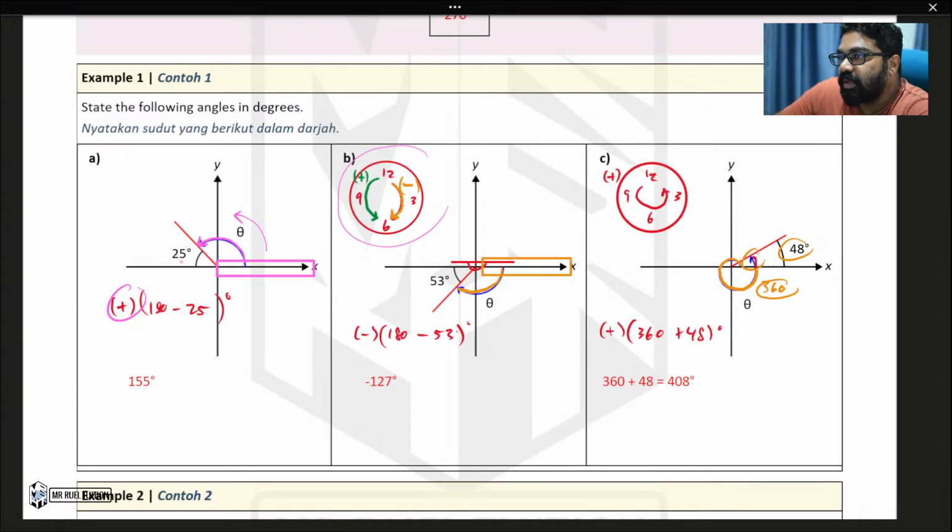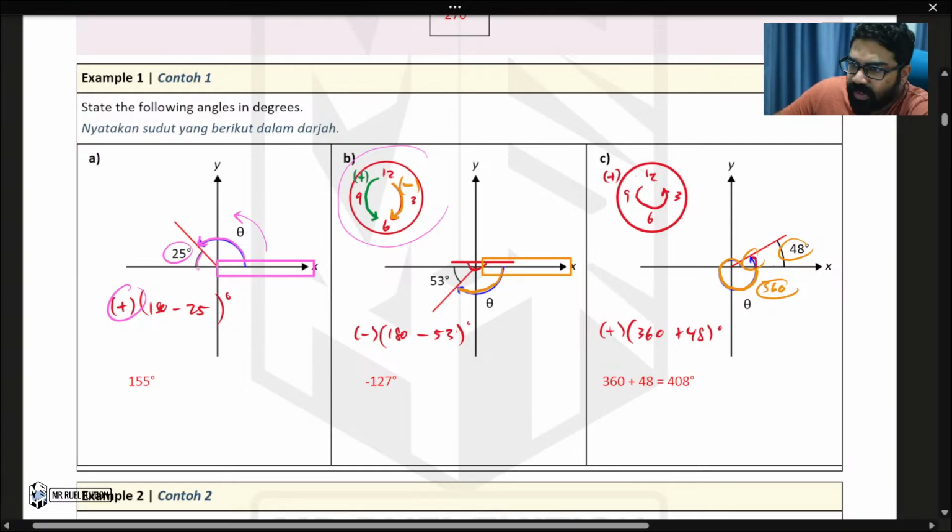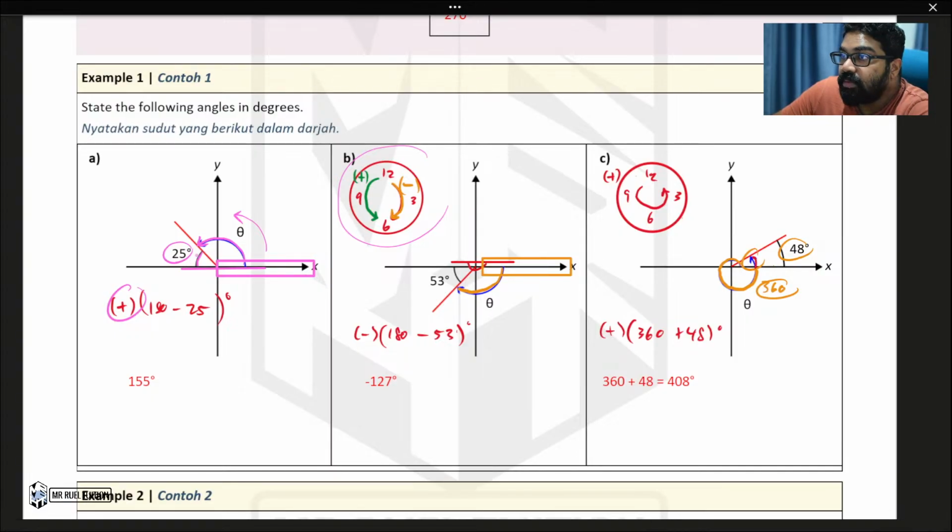Now, what is the magnitude of the angle? Apakah magnitude dia? Kalau sini 25 darjah, if this is 25 degrees, what is the angle here? Ini garis lurus, betul tak? It's a straight line. So, this angle will be 180 tolak 25. Okay, can?